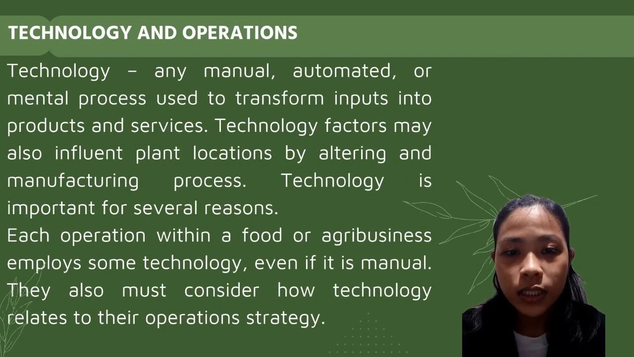Lastly, the technology and operations. Technology is any manual, automated, or mental process used to transform inputs into products and services. Technology factors may also influence plant locations by altering the manufacturing process. Technology is important for several reasons. Each operation within a food or agribusiness employs some technology, even if it is manual. We also must consider how technology relates to the operation strategy.